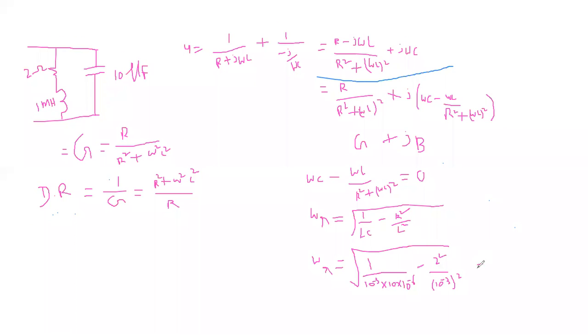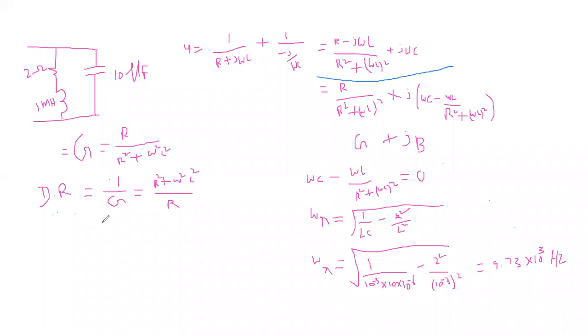After simplification, we'll get the value of omega r as 9.73 into 10 to the power of 3. Calculate it. After simplification, this is the first question: resonant frequency omega r value, then calculate the fr value. Fr value means omega divided by 2 pi is the fr, right?